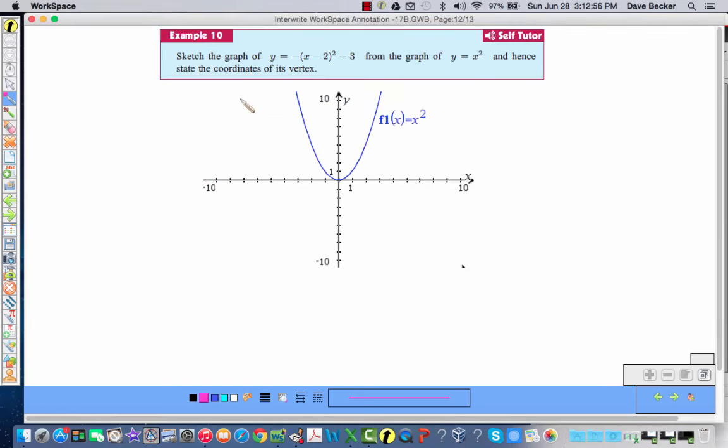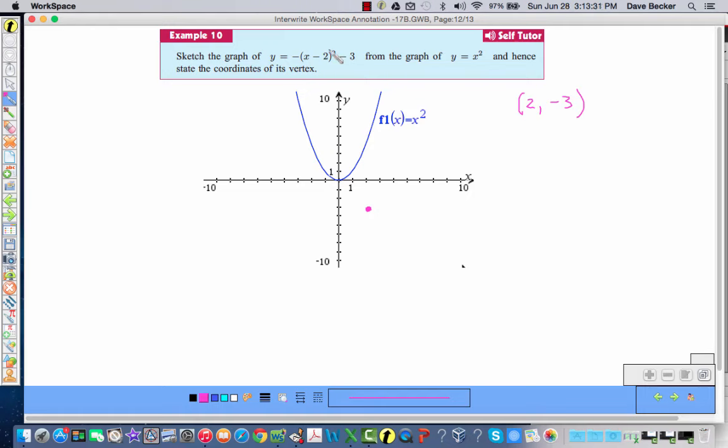Okay. Sketch the graph from the graph of y equals x squared and state the coordinates of the vertex. Well, there's y equals x squared. So I know it's going to open downward, right? I know that. And I know that my vertex is at (2, negative 3). Yes? (2, negative 3). So that's 1, 2, 1, 2, 3. It's right here. Okay. I can get my y-intercept.